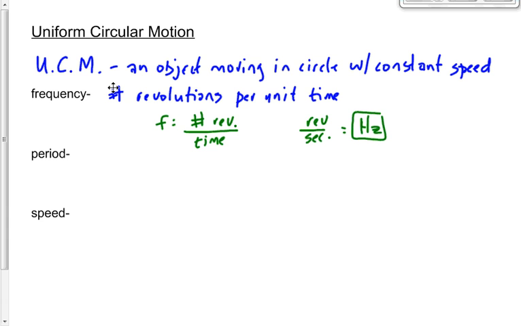Period, on the other hand, is the time per revolution. How much time it takes for one revolution. So again, if we think about the cat on the ceiling fan video, the frequency is how many revolutions the cat made in 1 second. The period would be how long did it take for one of those revolutions. Does that make sense, the difference there? How many revolutions in 1 second versus how long did it take to make one revolution.